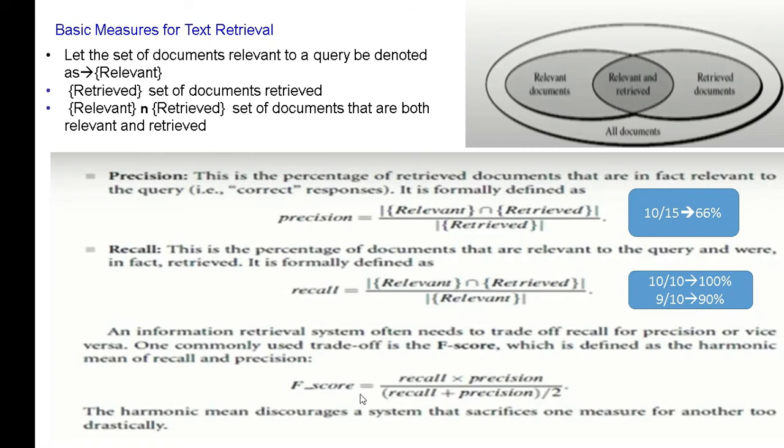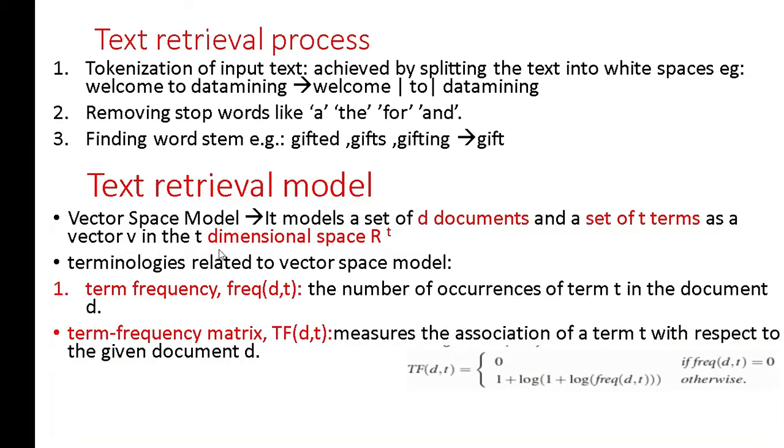Now there is a term called F-score. The information retrieval system often needs to trade off recall for precision or vice versa. One commonly used trade-off is F-score, which is defined by the harmonic mean of the recall and precision. F-score is equal to recall into precision divided by recall plus precision, multiplied by 2. So, precision, recall and F-score are the basic measures of text retrieval.